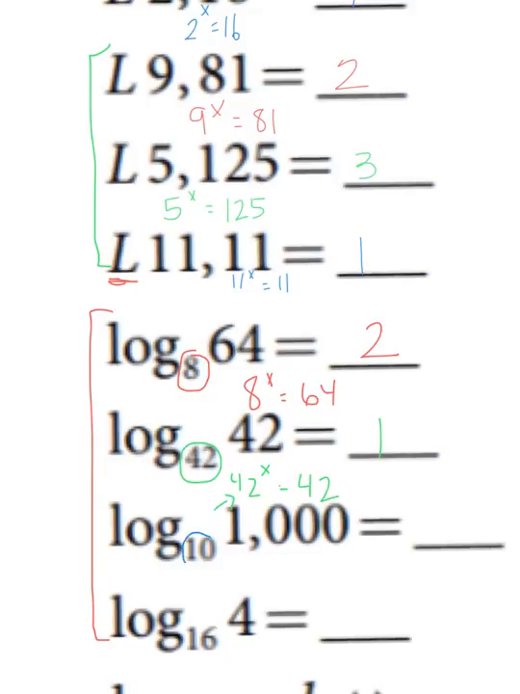Here, our base is 10. When we write it in this other form, this exponential form, 10 is our base. 10 to what exponent is 1,000? That's going to be equal to 3. And then lastly, 16 to what exponent is equal to 4? It's going to be 1/2.